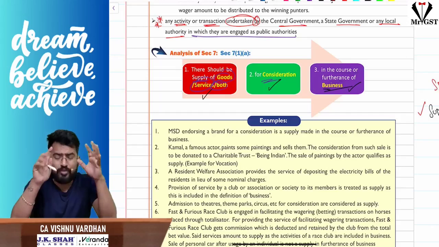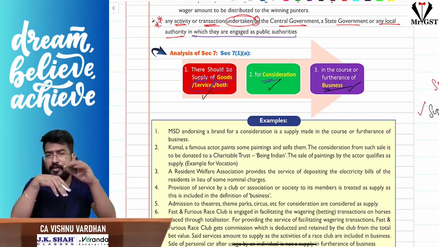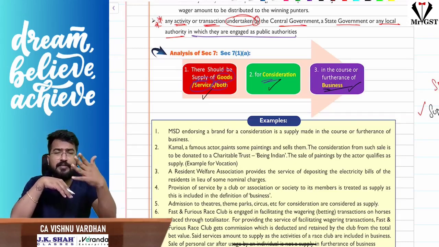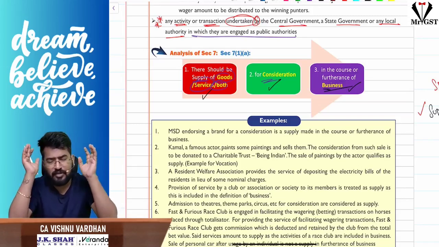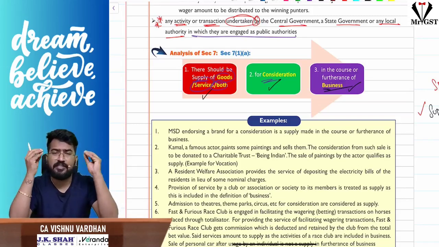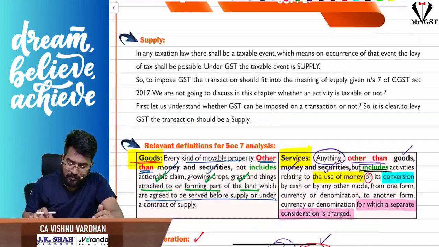To understand supply, we should be clear with 5 important definitions: goods, service, consideration, person and business. If you are clear with these 5 definitions, then section 7 subsection 1 clause A, which covers the majority of transactions, will be done. So what are the meanings of these definitions? Let us understand one by one.